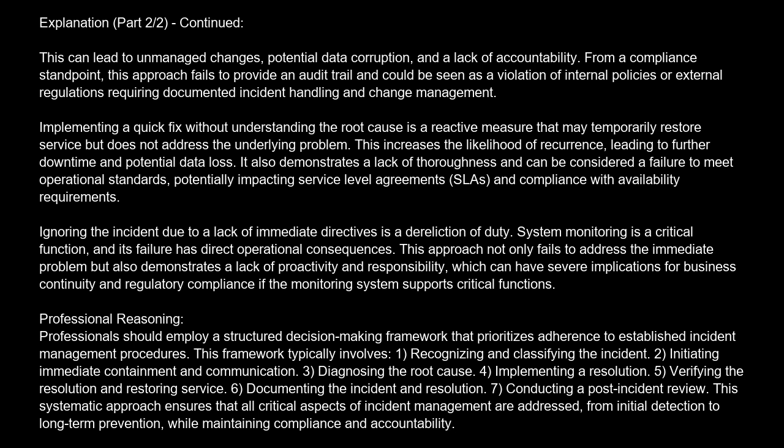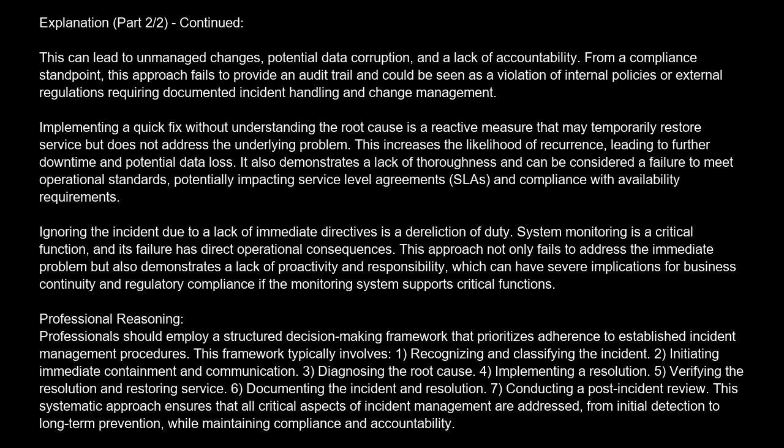Implementing a quick fix without understanding the root cause is a reactive measure that may temporarily restore service, but does not address the underlying problem. This increases the likelihood of recurrence, leading to further downtime and potential data loss. It also demonstrates a lack of thoroughness and can be considered a failure to meet operational standards, potentially impacting service level agreements, SLAs, and compliance with availability requirements.